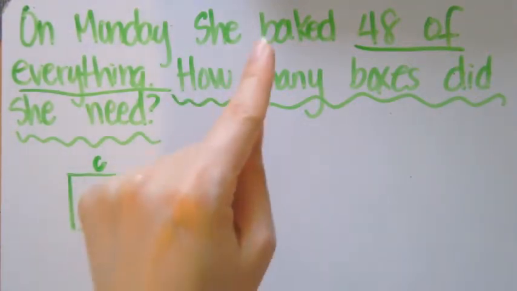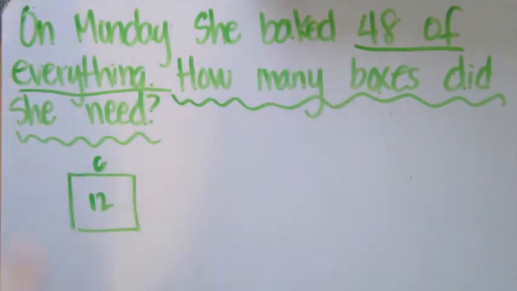So if she baked 48 of everything, so 48 cookies, 48 donuts, 48 muffins, 48 bagels, that's a lot of baking. But if she baked 48 of each, I need to know, just starting with cookies, how many boxes does she need just for cookies? Couple different ways to do it. Some of you are thinking, oh, that's a division problem, or some of you might be thinking, oh wait, no, I can add it up or multiply. You know what? You can do all three of those things, really.